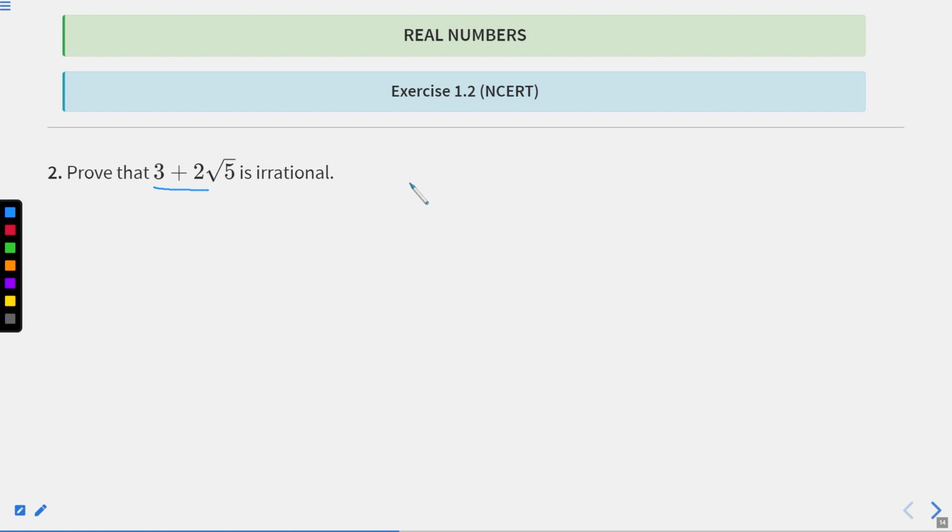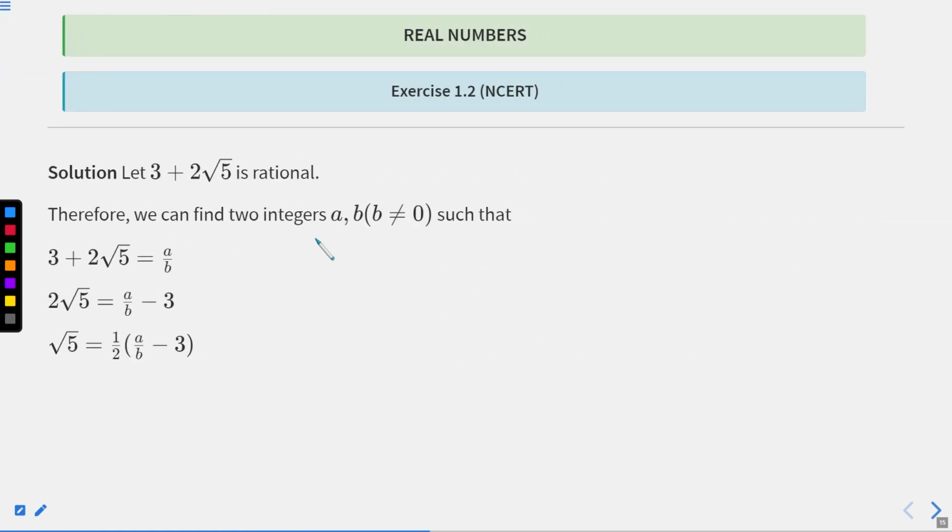Now we have to prove that 3 plus 2 times root 5 is irrational. Here the number 3 is rational, and we know root 5 is irrational, which we proved in our previous slide. So 3 plus 2 times root 5 is an irrational number.